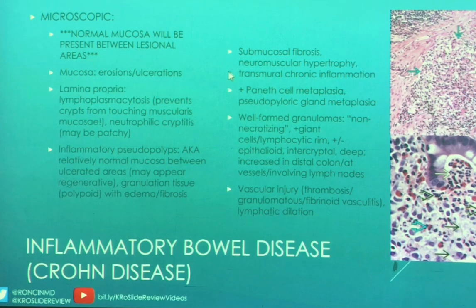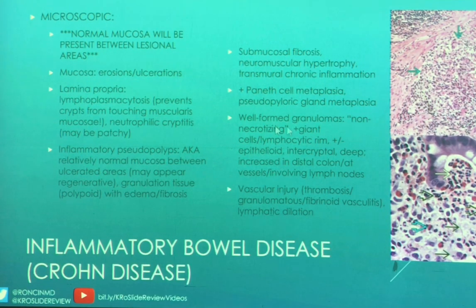Other things you can see would be Paneth cell metaplasia and pyloric gland metaplasia. Paneth cell metaplasia is usually seen in the distal transverse colon and left colon, because it's actually not too uncommon to see on the right side colon and proximal transverse colon anyway. Crohn's is typically associated with well-formed non-caseating, or non-necrotizing, granulomas. However, you can have focal caseating necrosis.